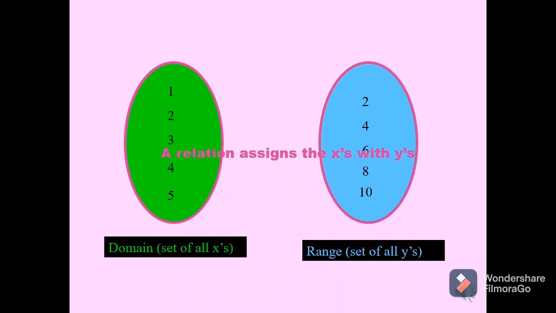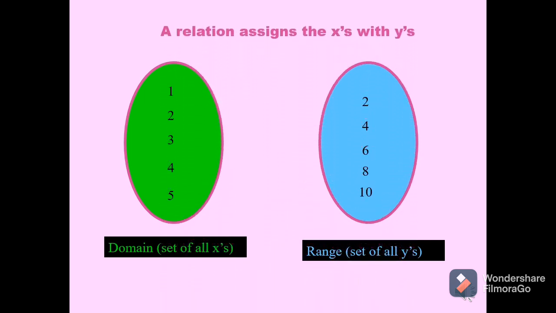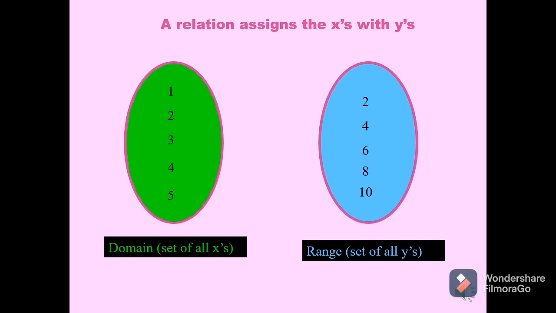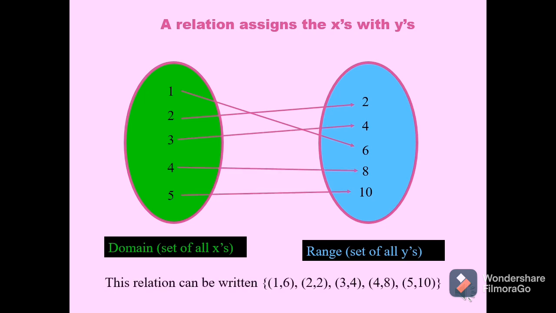A relation assigns the x's with y's. On the right hand, we have the range, which is the set of all y's. On the left hand, we have the domain, which is the set of all x's. Here, 1 goes to 6, 2 to 2, 3 to 4, 4 to 8, and 5 to 10. This relation can be written as the set of (1, 6), (2, 2), (3, 4), (4, 8), (5, 10).